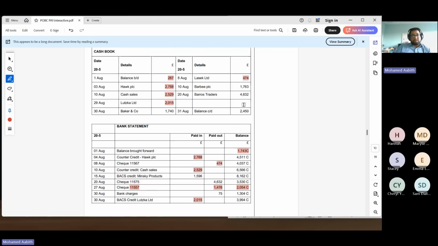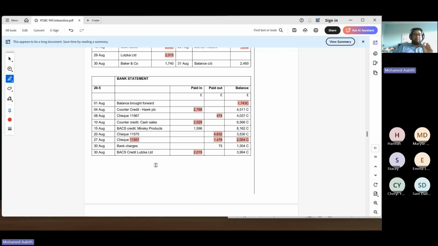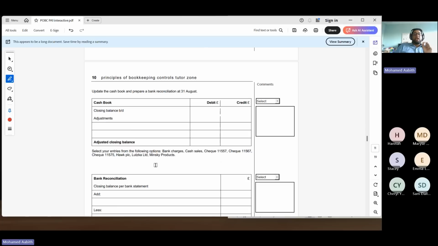474 matches with 474. 4632 is matching with that one. So what I can see here is there are two entries here and two entries here. These are not matching each other. But what is our job to do? It is to make sure we make the adjustment to the cash book afterwards, and then we conclude the bank reconciliation statement. So if I go to the next page, it shows you what is required: update the cash book and prepare a bank reconciliation statement.